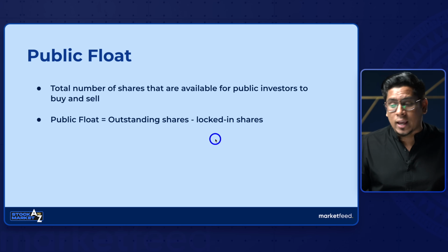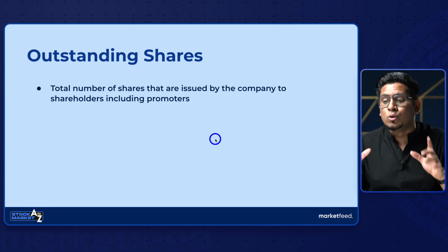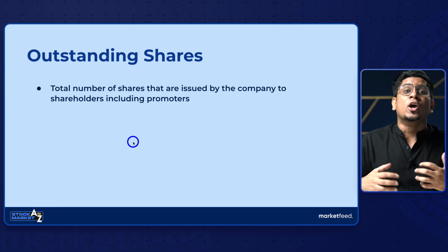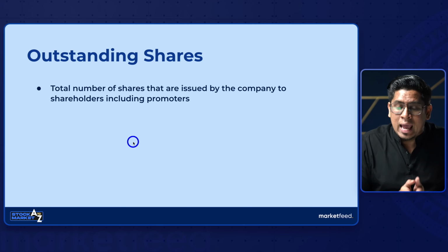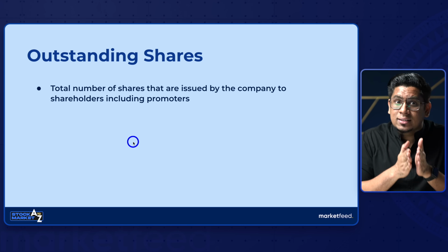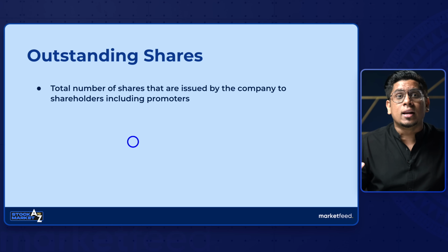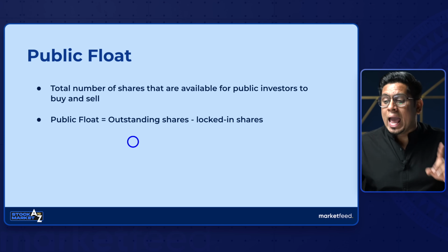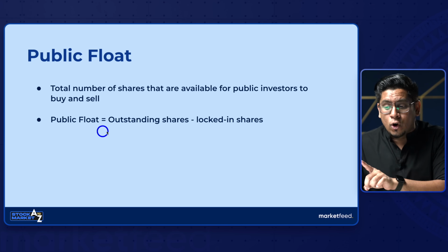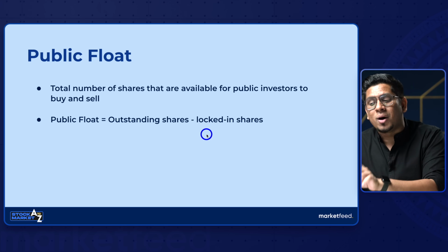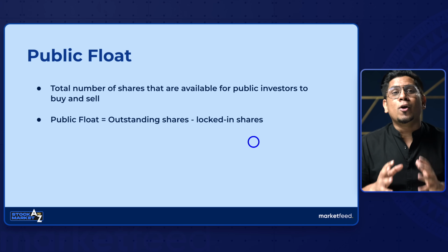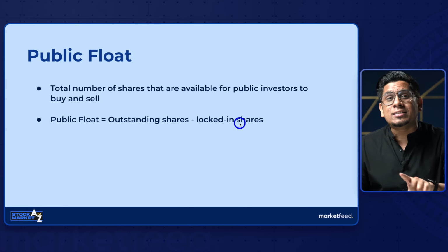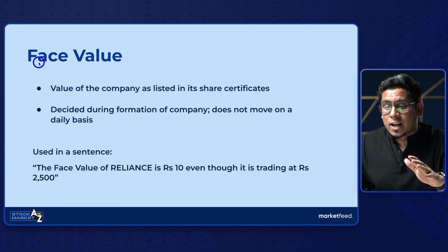Locked in shares, what are they? That is where we have to come back to outstanding shares. Here we have seen that there are shares owned by or held by promoters as well, and among these shares there are some amount of shares which are locked in. The promoters cannot buy or sell them in the open market, and that is the reason why public float is equal to outstanding shares minus locked in shares. That is, public float means the total number of shares that are available for public investors to buy and sell. Next, let's learn about face value.